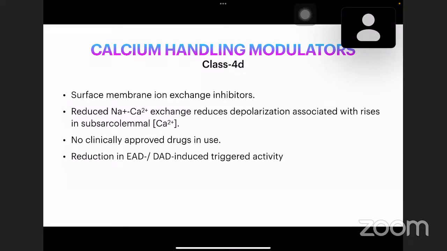Coming to class 4D, these are surface membrane ion exchange inhibitors. They reduce the sodium-calcium exchange and reduce the depolarization associated, thus decreasing the subsarcolemmal calcium. There are no drugs in this class. There will be, and they are also proven to decrease the early afterdepolarization and delayed afterdepolarization induced trigger activity.